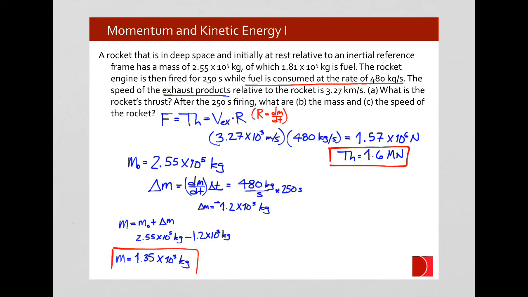This is the mass of our rocket after we burned off a bunch of fuel. We burned off approximately 2/3 of the fuel that we had because we burned up 1.2 times 10 to the 5th and we had 1.8 times 10 to the 5th.